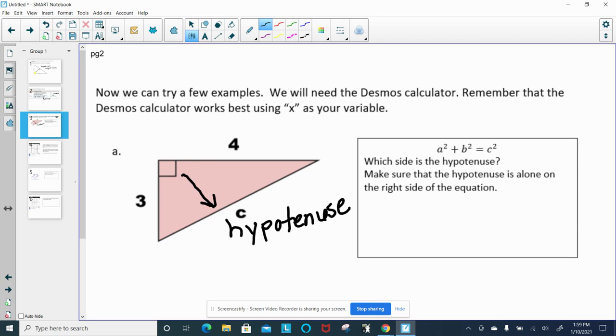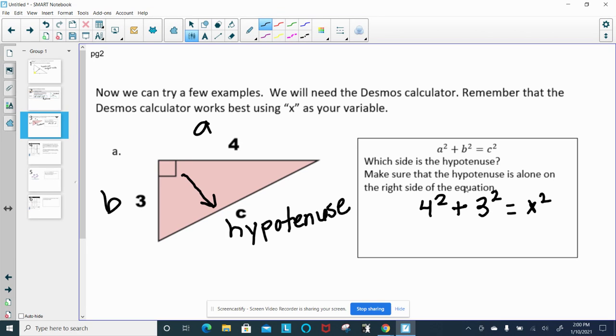So in a minute, we're going to need the Desmos calculator. Remember, we're going to want to use X instead of C. But it doesn't matter which one. You can label this A and B, or you can label it A and B. It doesn't matter which one is A and B. It just matters which one is the hypotenuse. So we'll do A squared is 4 squared. B squared is 3 squared. And C squared, when we put it into the Desmos calculator, we're going to put an X squared.